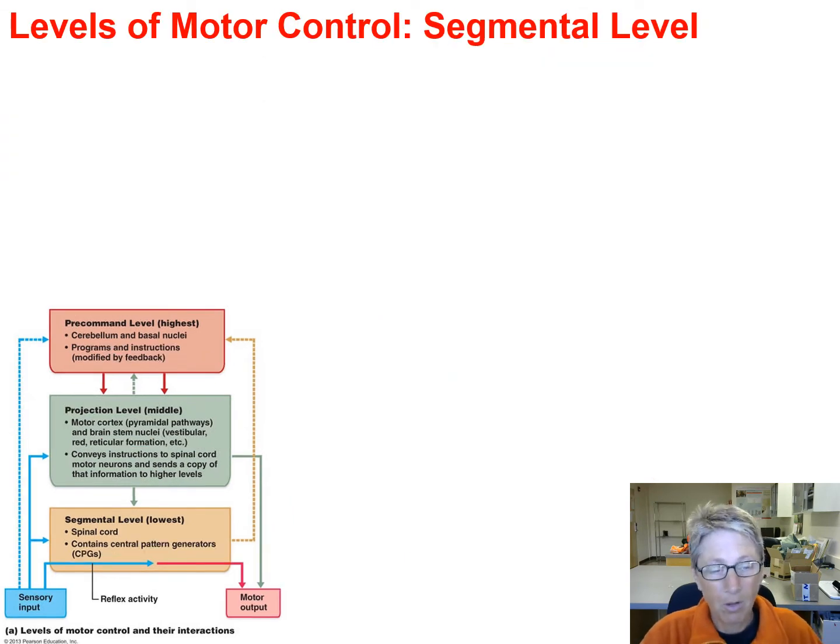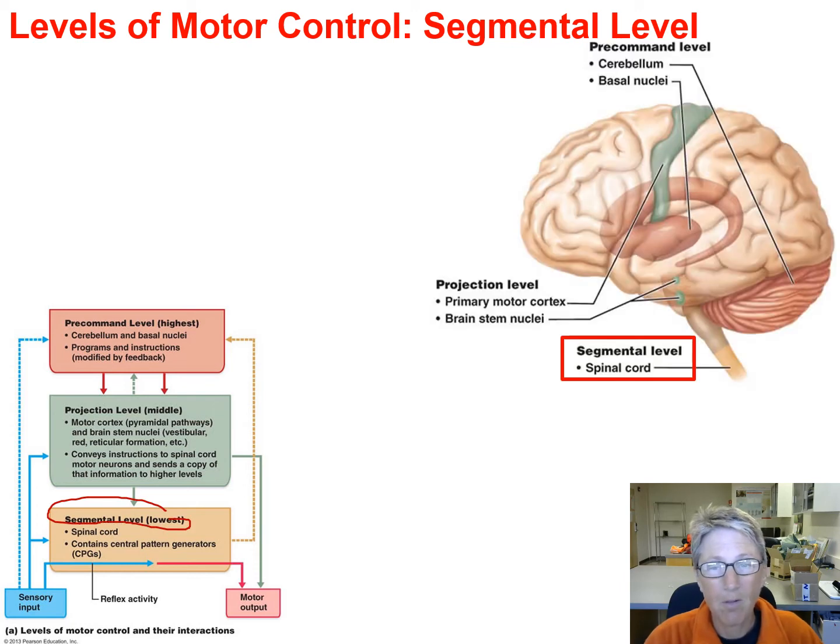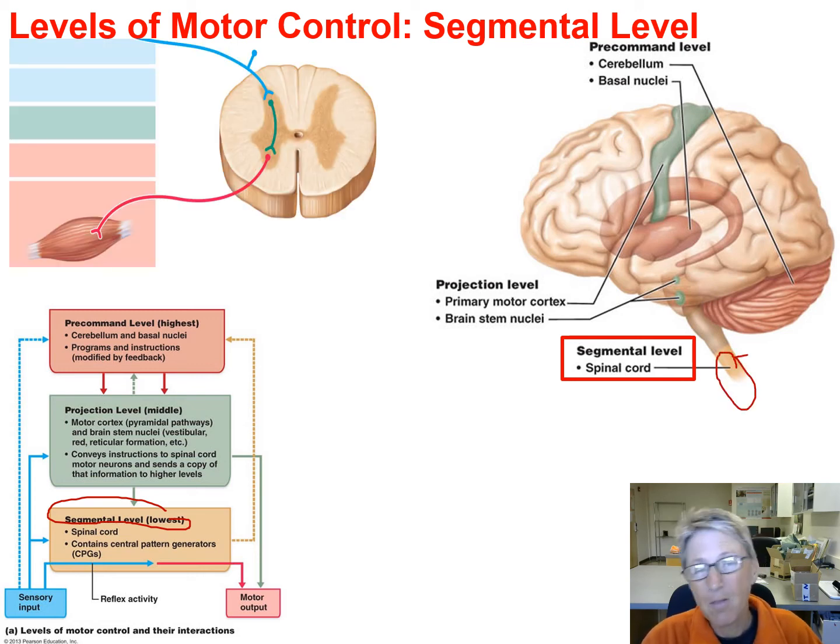So now we're at the lowest level of motor control, the segmental level. So we're down here in the spinal cord. And then I've shown you this cartoon quite a bit. So this is sensory afferent information coming in, synapsing with an interneuron in the spinal cord, and then that interneuron synapses with a motor neuron that goes out to skeletal muscle.